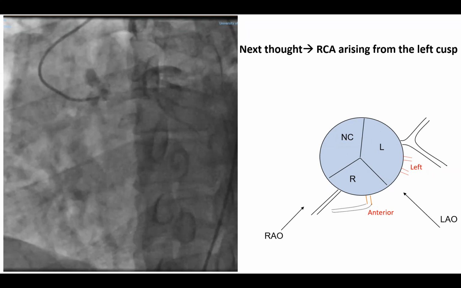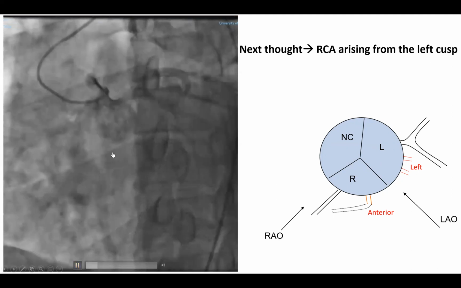Okay? And in that case, the way I would engage it, the Amplatz left can work, except you need to know to look toward the left cusp. You need to maneuver your catheter from the left cusp. So you can use the Amplatz left, except rather than Amplatz left 1, you may need Amplatz left 2. But you can also use the Judkins left catheters that are used for the left coronary artery.